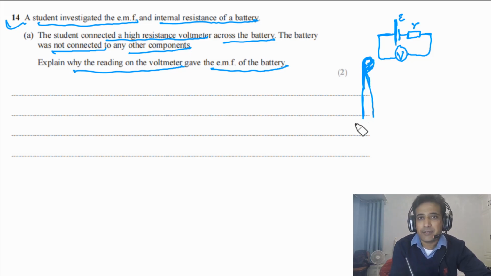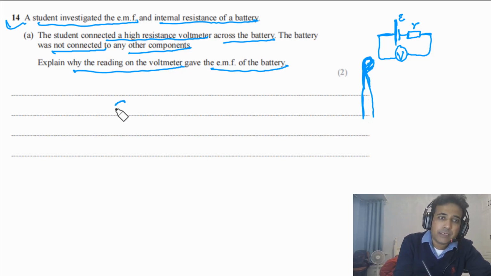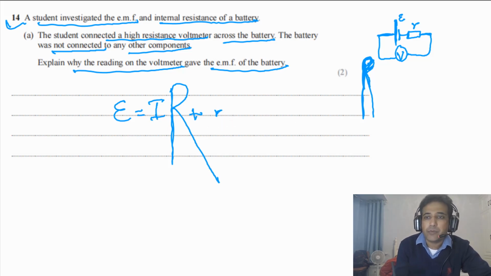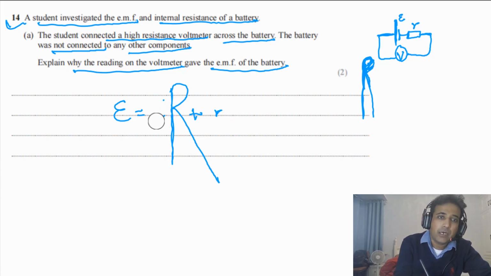So this is capital R. For this circuit we can say EMF equals I times capital R, the resistance of the voltmeter, plus the small r. In this case the value of the current I will be very small. So this current will be very small.